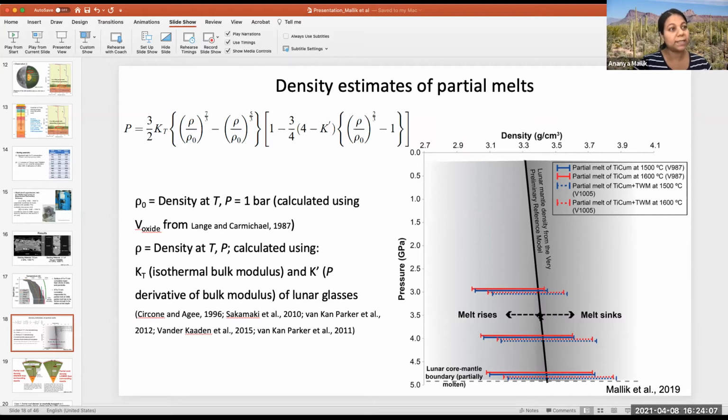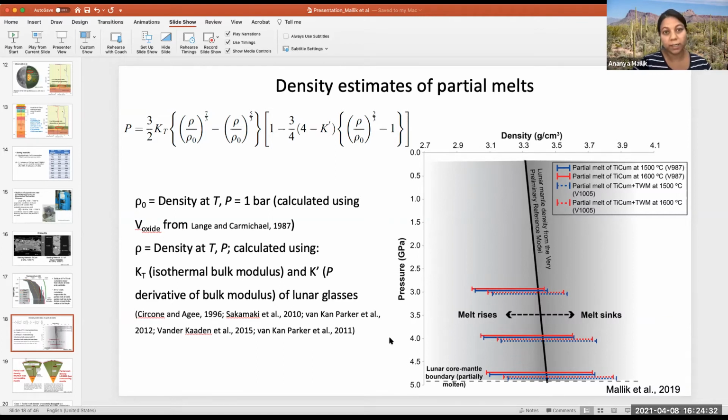So what it means is if the liquid density is lower than the density of the mantle, then that melt would rise. If it's denser, then the melt would sink. But right now, given the range that we see, really the melt could be doing anything. It could be rising or sinking. So we have not been able to constrain the density of these melts very well using the current bulk modulus that we have in the literature.